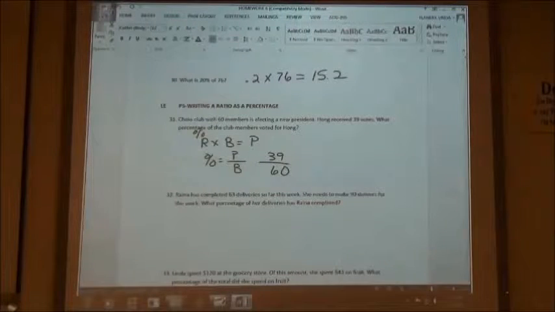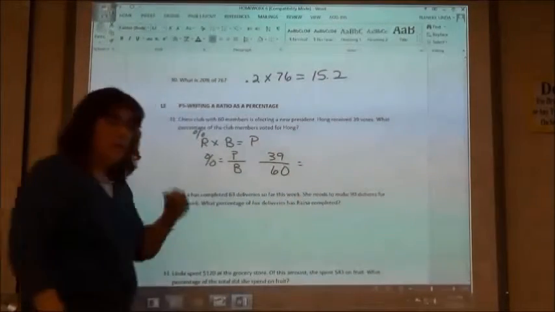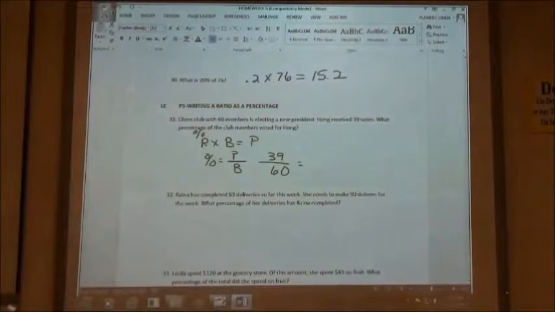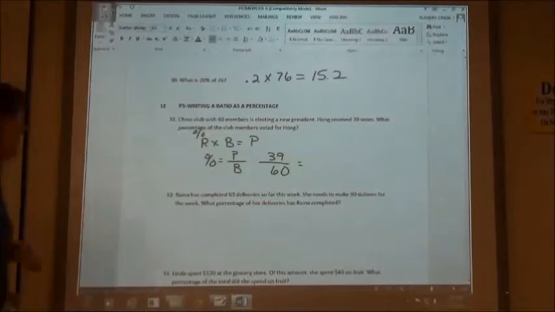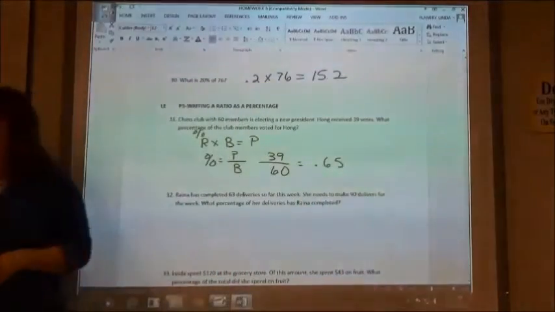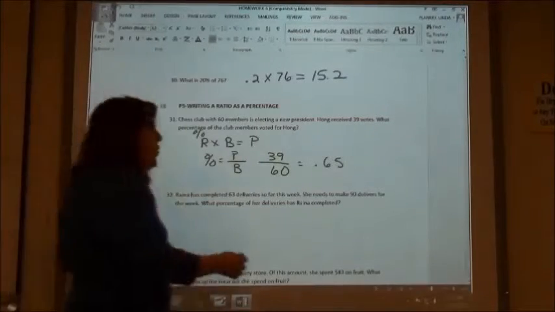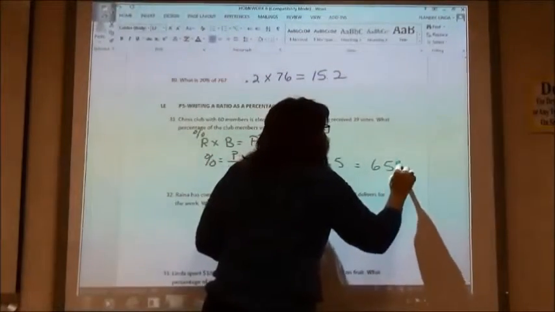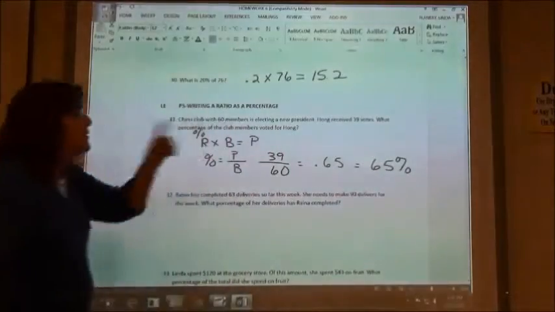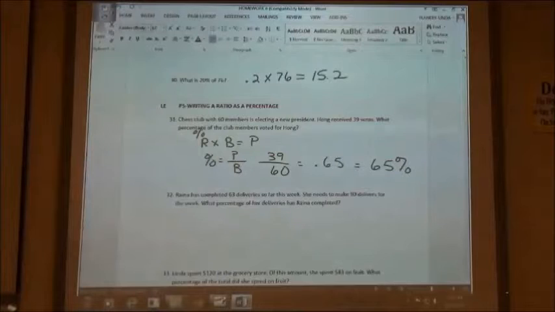Now on my calculator, I'm going to get a decimal number because I have something that's less than 100%. On your calculator, when you do 39 divided by 60, you get 0.65. You then have to change your 0.65 to a percent. So I'm going to multiply by 100 or just move my decimal 2 places over, right? 0.65 is 65%. He got 65% of the votes. A little more than half, right? Just to kind of estimate to see if it looks right.